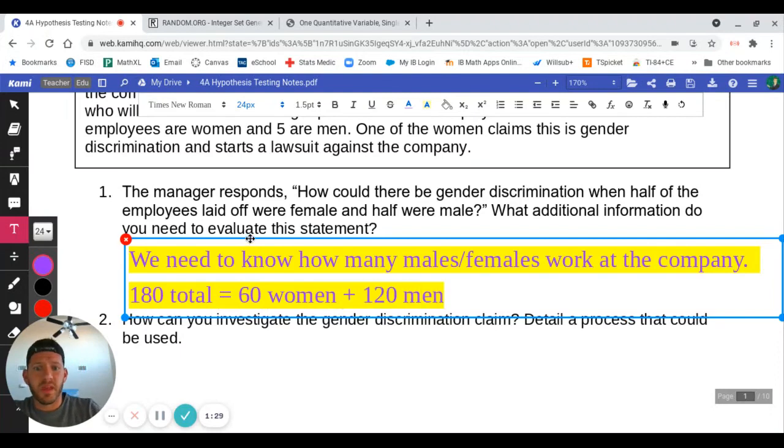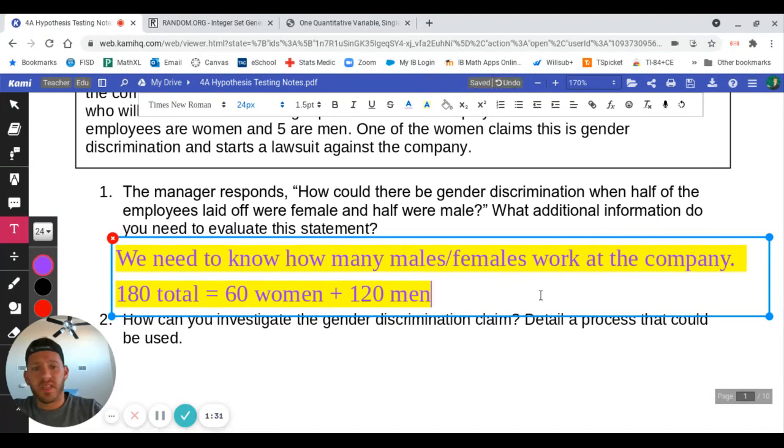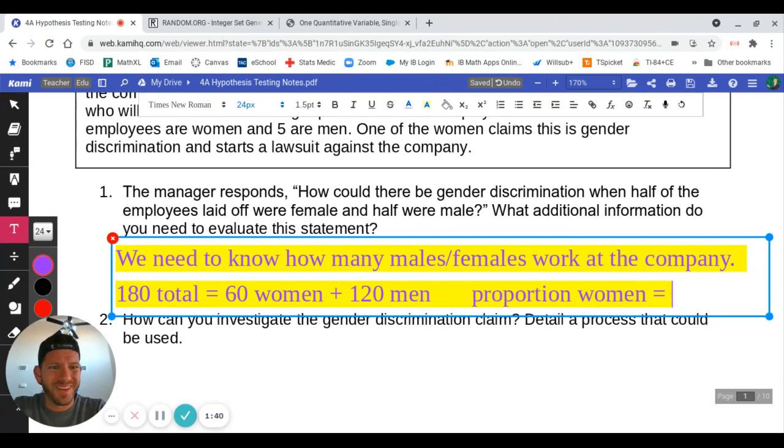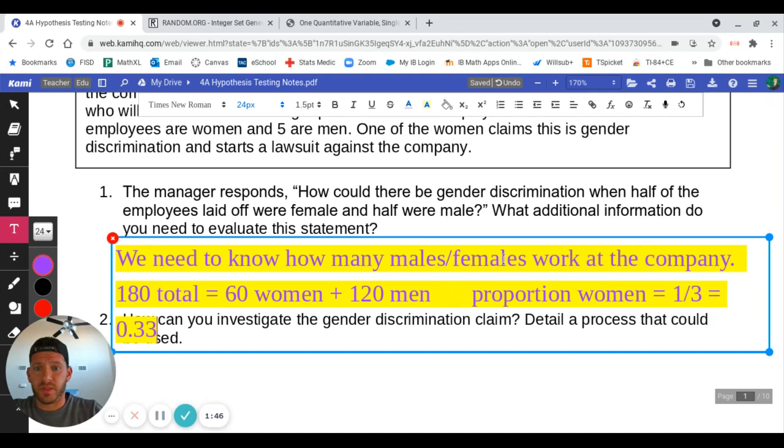So there are twice as many men as women, or we can say that the proportion of women is 1 out of 3, or 0.333333333333.